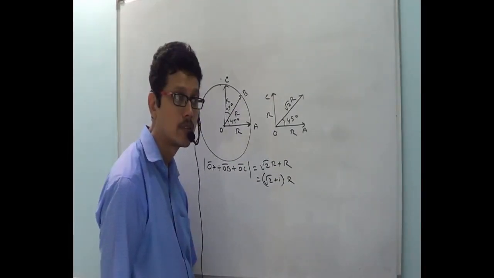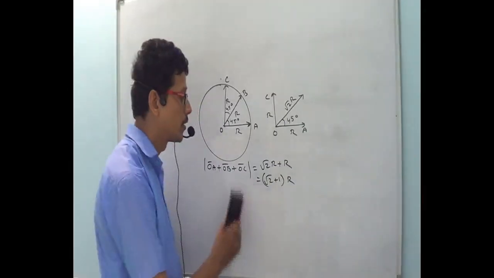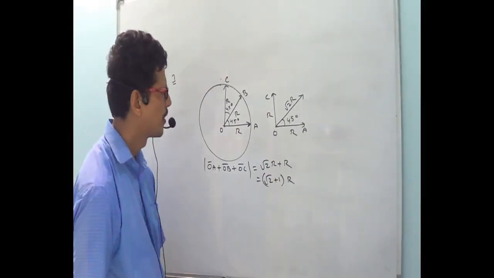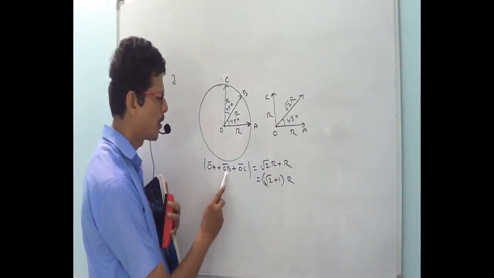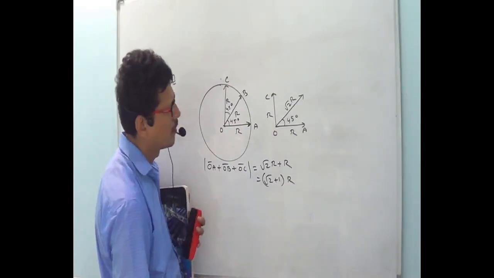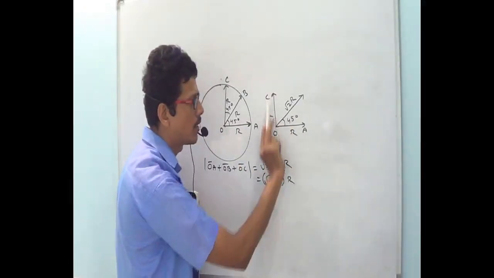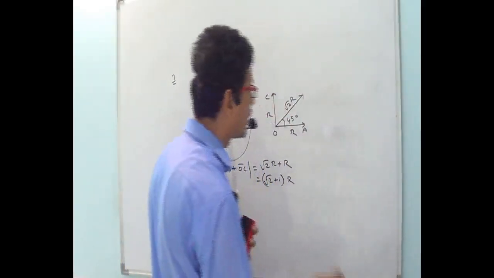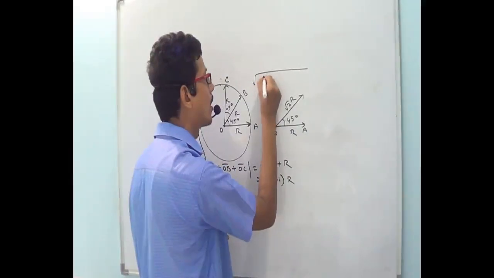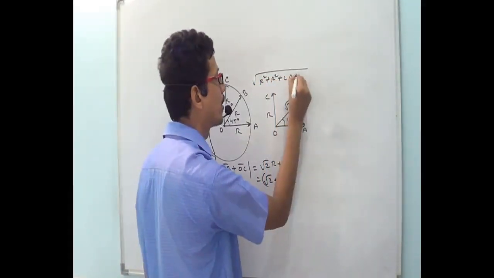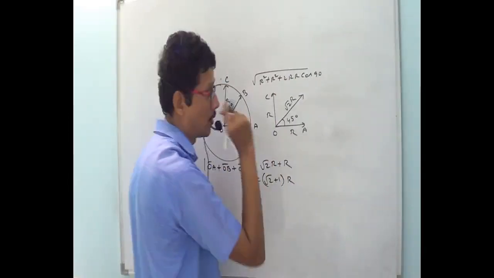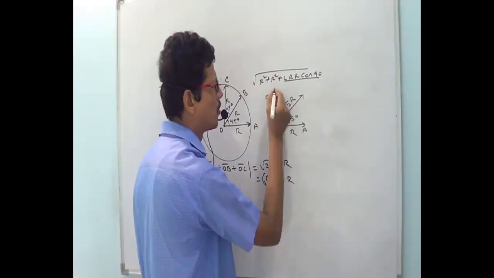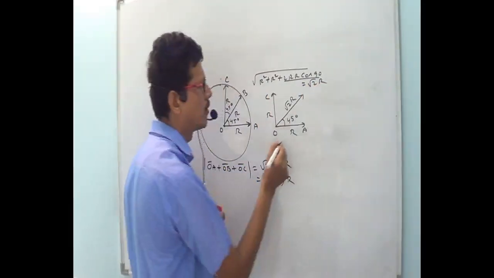Sir, once again explain that sum, sir. This one, okay. We have three vectors: OA bar, OB bar and OC bar. OA bar is like this, OC bar is like this. What is the resultant of these two? Root 2R only, sir. Root over R square plus 2 into R cos 90. What is cos 90? 0. So this is nothing but root 2R only.